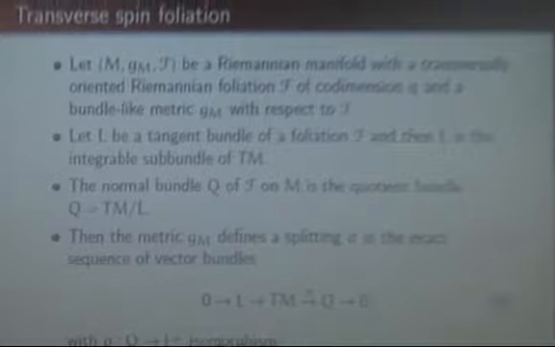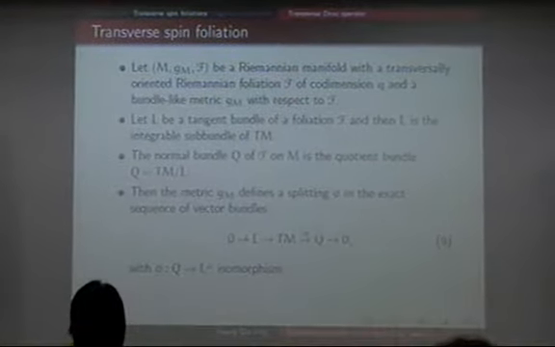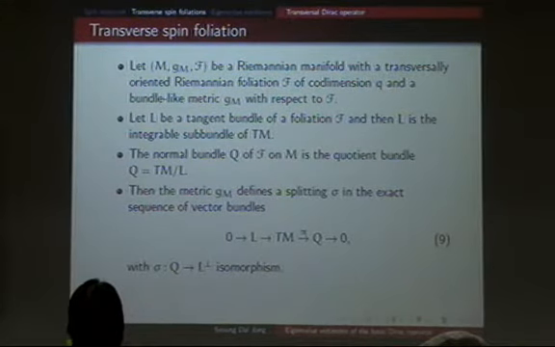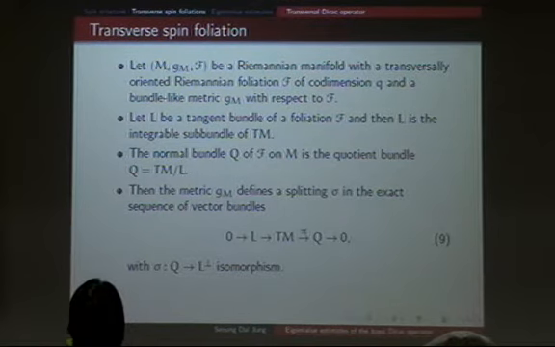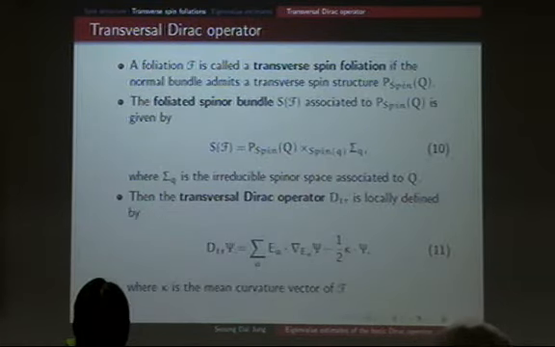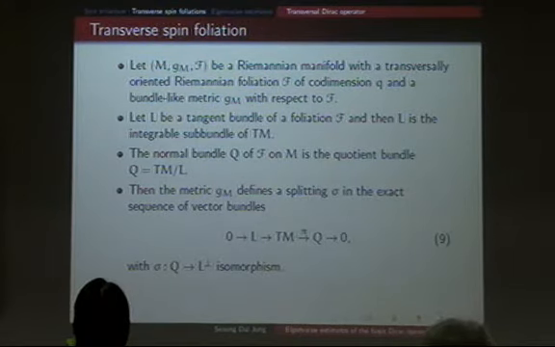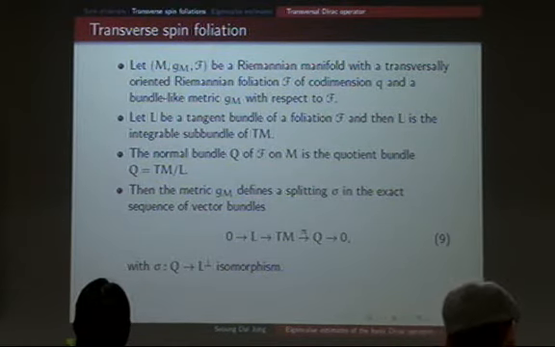So let (M, g, F) be a manifold, where F is the foliation, oriented Riemannian foliation of codimension q with a bundle-like metric. Bundle-like metric means the metric for which the distance between the leaves is constant. L is the tangent bundle, and Q is the normal bundle. Usually the study of the tangent bundle is called tangential geometry, and this part is transversal geometry. My research is focused on transversal geometry.